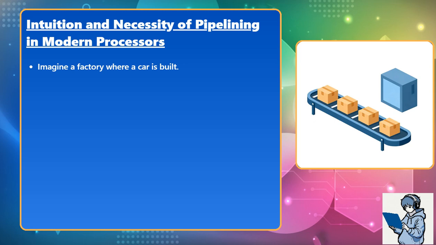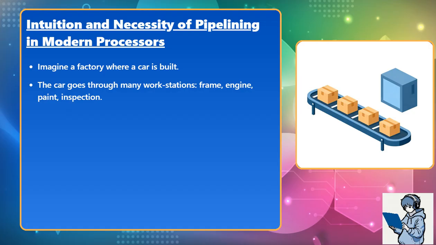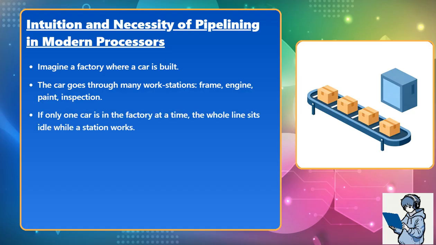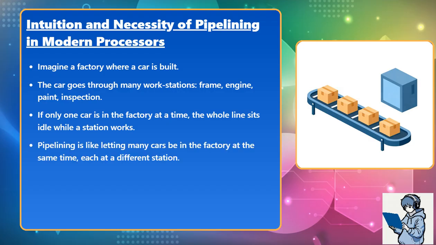Imagine a factory where a car is built. The car goes through many workstations: frame, engine, paint, inspection. If only one car is in the factory at a time, the whole line sits idle while a station works. Pipelining is like letting many cars be in the factory at the same time, each at a different station.